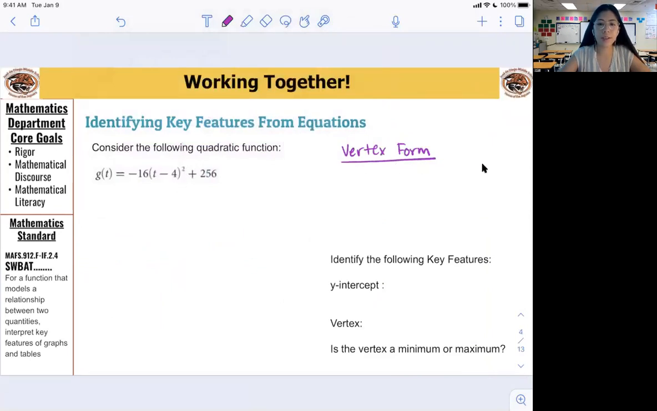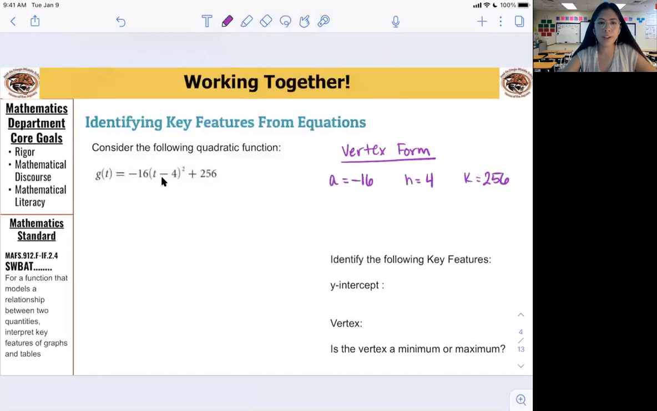Now, vertex form tells us a few pieces of information. We have a as usual. And what else do we have? The vertex, yeah. So I know I'm going to be able to figure out what is h and what is k. So first of all, a, what is a? -16, good. So a is still always going to be the leading coefficient. What's my h? Positive 4. Awesome. And my k? 256.